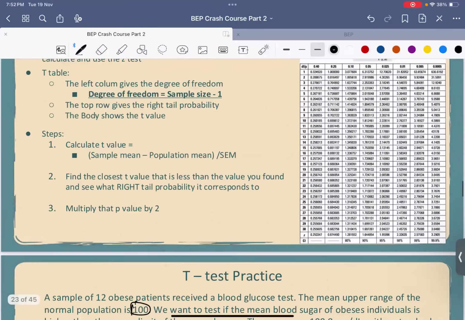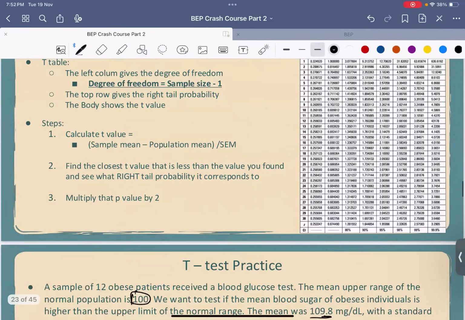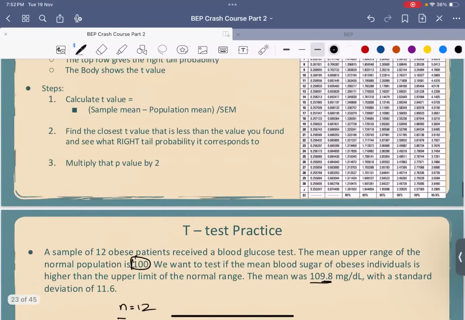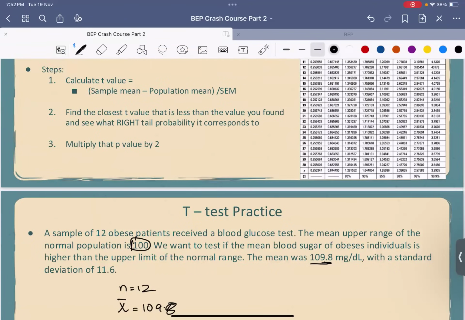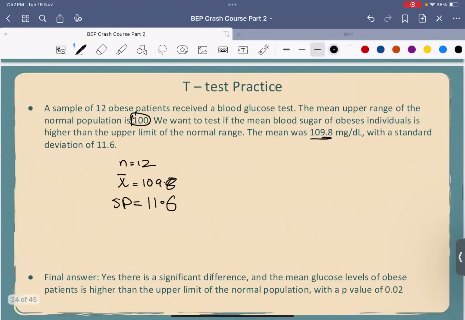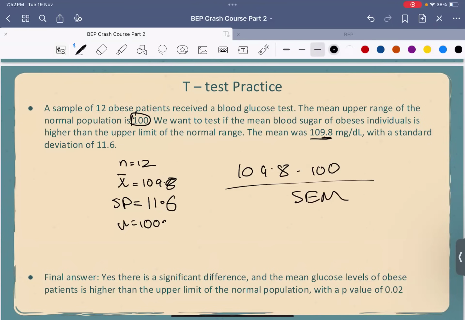So to calculate, the first step is to calculate the t-value. We calculate the t-value by the sample mean minus the population mean. The population mean is 100, so mu is 100. So 109.8 minus 100 over the SEM. So what is the SEM? SEM equals the standard deviation, 11.6, over the root of 12.